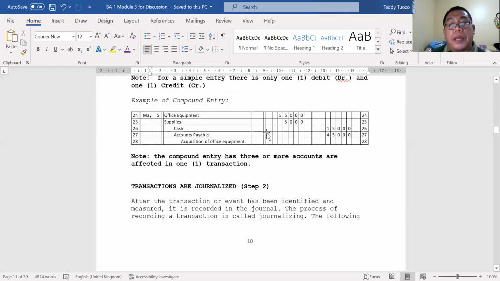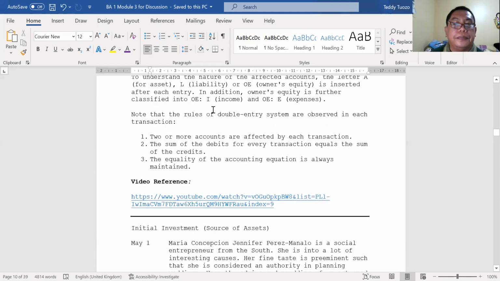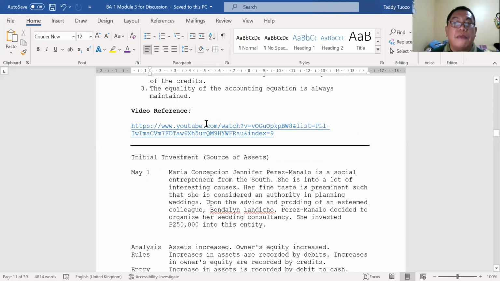Remember what I showed you: if you add the compound entry, this is 60,000. 55 plus 5, your debit total is 60, while your credit total, 15 plus 45, is also 60. So just like the financial transaction worksheet, in every line there is always equality to be maintained for every transaction. I also have a video reference here for you to have additional information about the preparation of the journal entries.